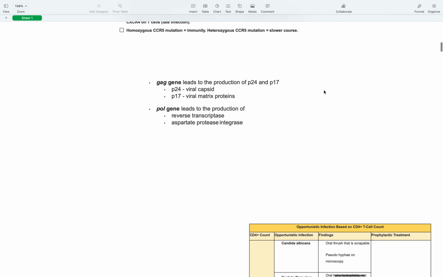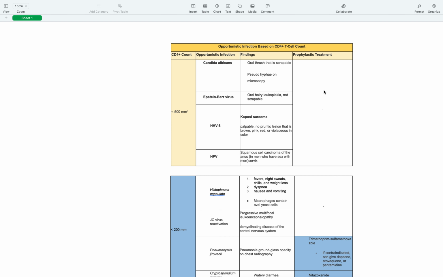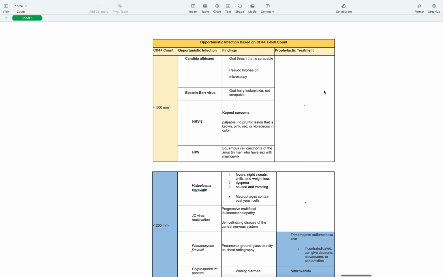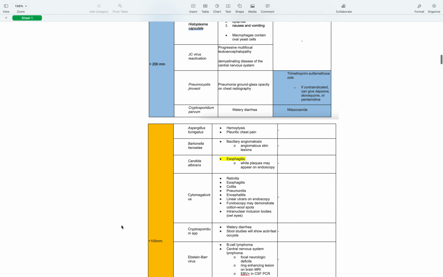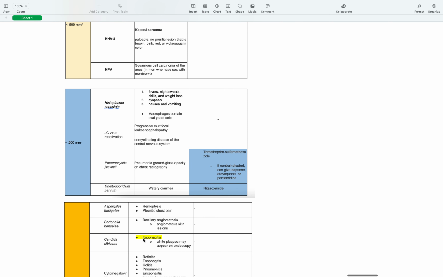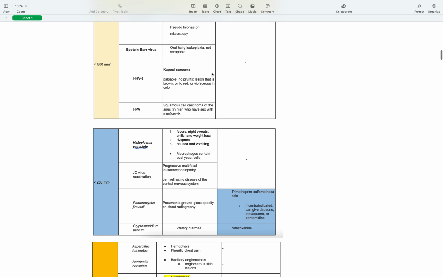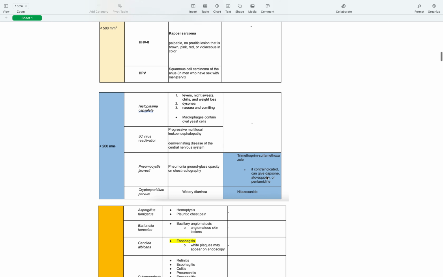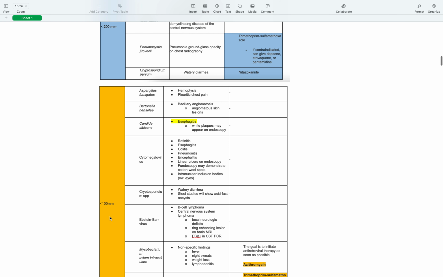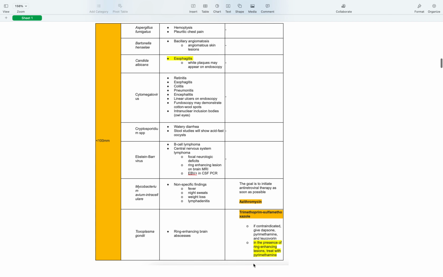Now next we will talk about the opportunistic infections that occur because of a low CD4 count. There are three main categories: less than 500, less than 200, and less than 100 CD4 count. Any patient who has a CD4 count less than 500 does not need any prophylactic treatment. A patient who has a CD4 count less than 200 will need trimethoprim-sulfamethoxazole, and patients who have a CD4 count less than 100 will need azithromycin and trimethoprim-sulfamethoxazole as prophylaxis.